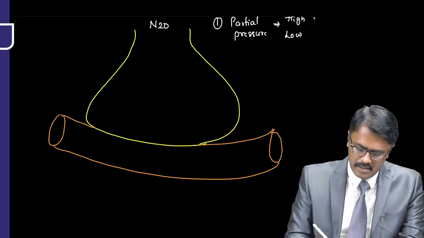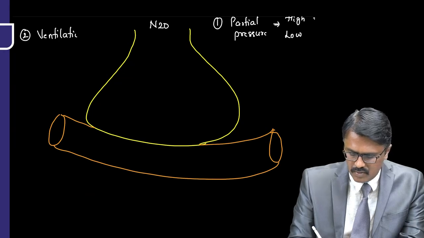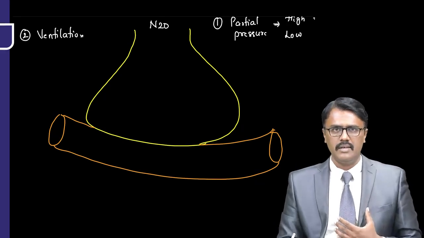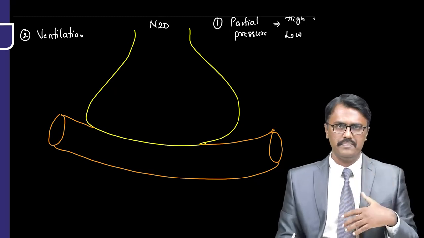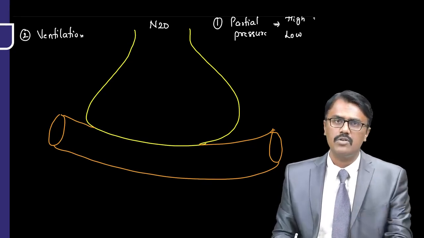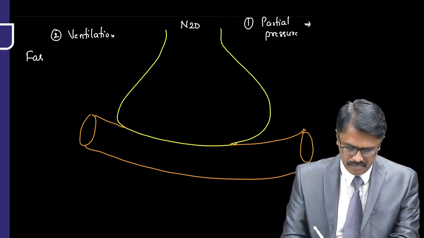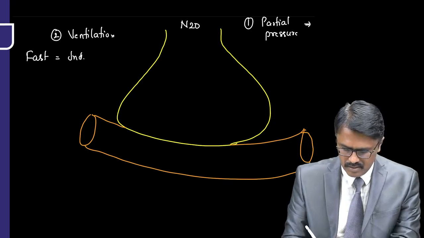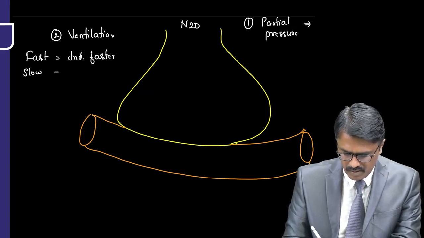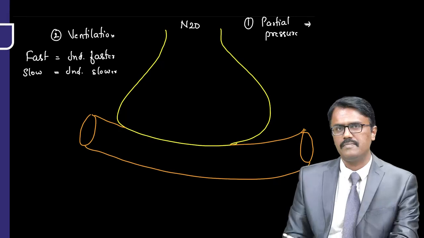The second important thing is the ventilation process. What is ventilation? Suppose the patient is inhaling and exhaling. If he is doing more ventilation, obviously the drug will act faster. If he is not breathing, the drug will act slower. So if the ventilation is fast, the induction is also faster. If the ventilation is slower, the induction is also slower. It's a common understanding, no need to worry about that.